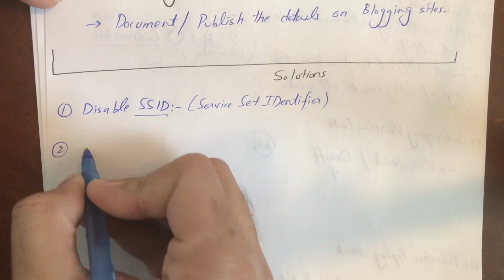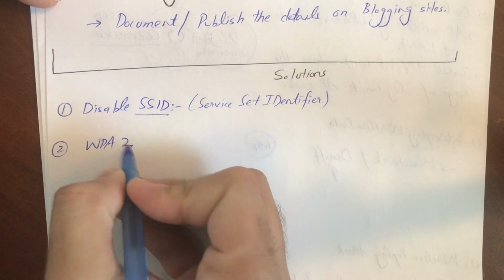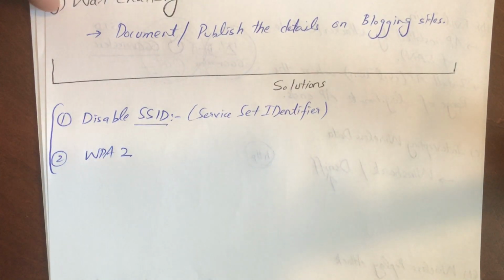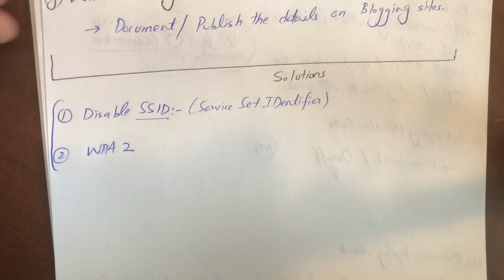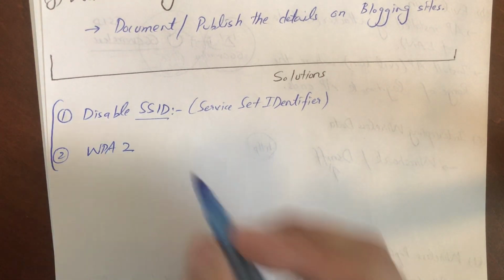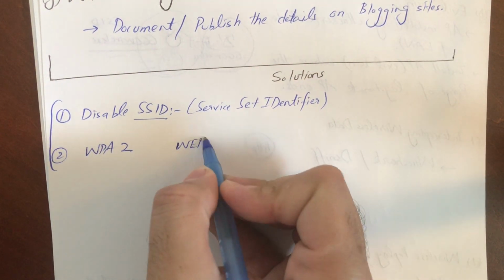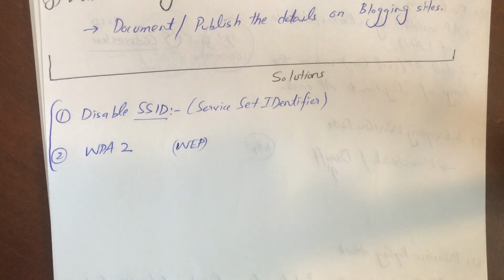Other than that, you can also use WPA2 along with that. Most access points do offer WEP or WPA2. It's your prerogative which algorithm you want to use. If you use WPA2, you are getting better encryption, plus you are also getting protected internet access as well.